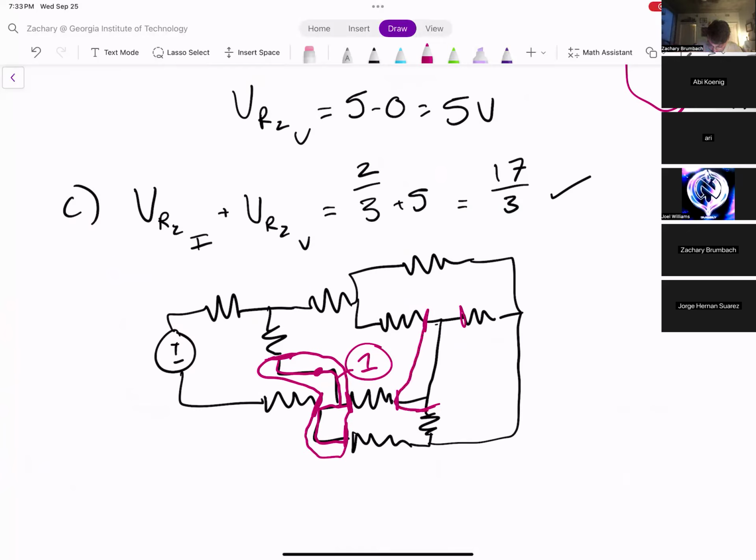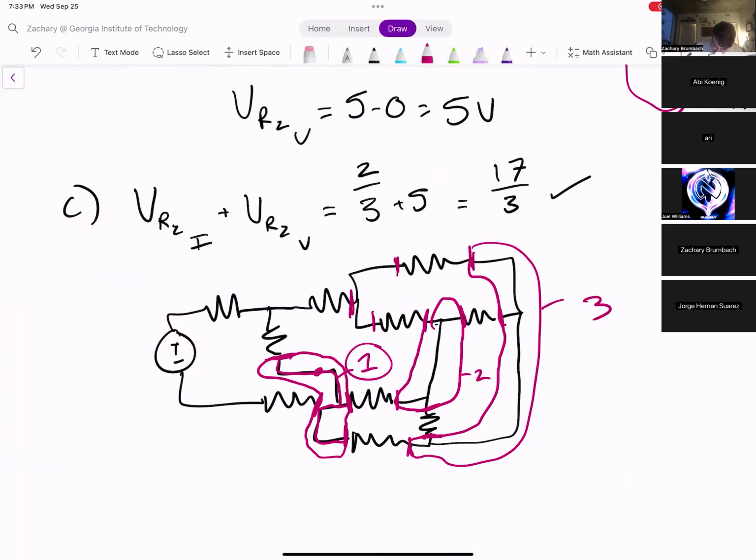So, like, this node over here, this would be a second node. Here we have a third, we have a fourth, a fifth, a sixth, and a seventh.